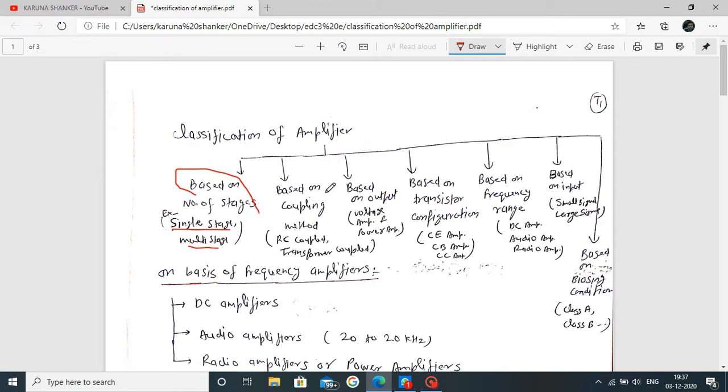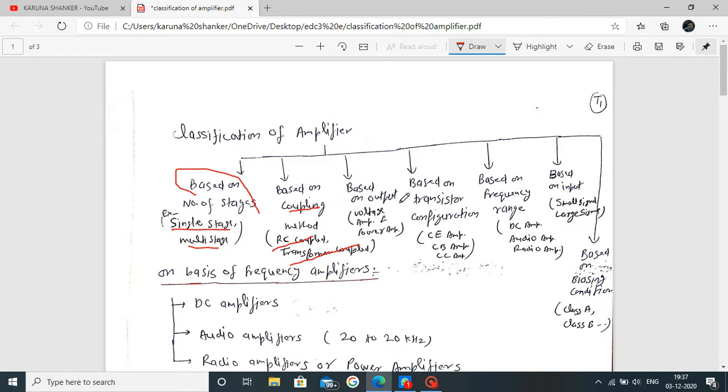Now, based on coupling methods, examples are the RC coupled amplifier and the transformer coupled amplifier. Also, we have the direct coupled amplifier. These are based upon the coupling methods. Overall, different types of amplifiers are present, based on the number of stages used and on the coupling method.